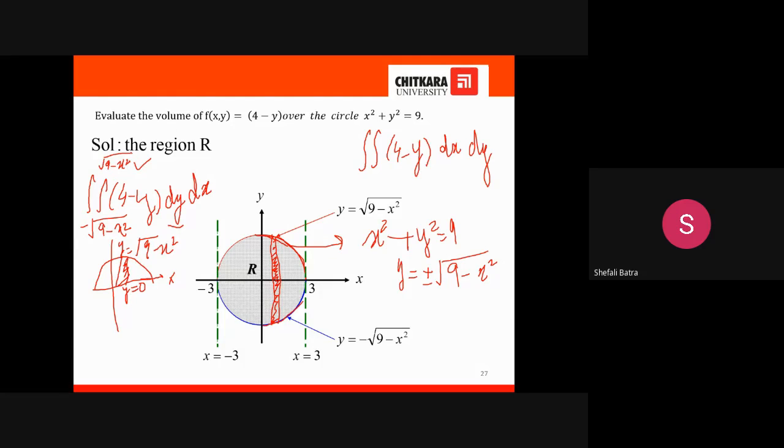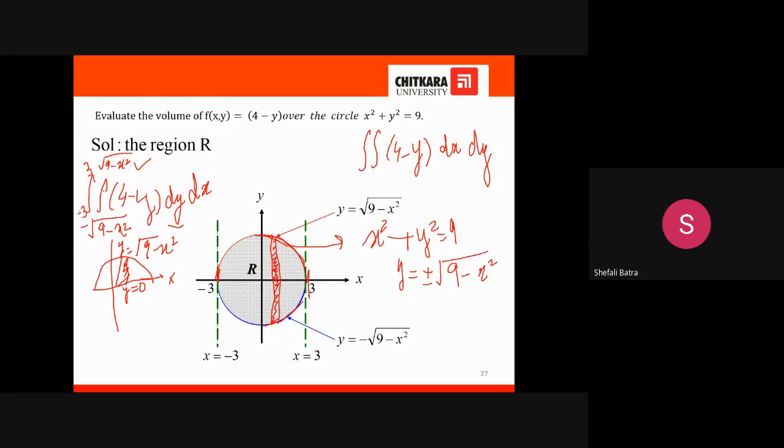Right? And what about sliding? Now you need limit of x. What will be the limit of x? Yes, beta? Minus 3 to 3. Correct. You will be taking this strip and starting from here and sliding up to here. So limit of x would be minus 3 to 3.